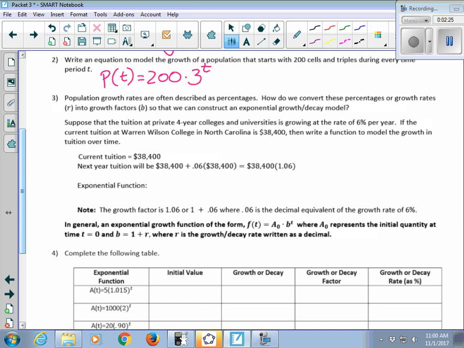Population growth rates are often described as percentages. How do you convert these percentages or growth rates R into growth factors B so that you can construct an exponential growth or decay model?